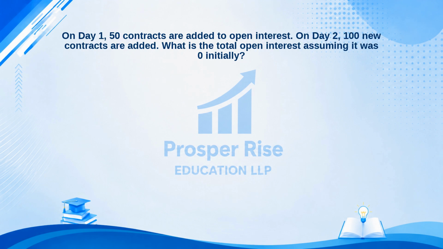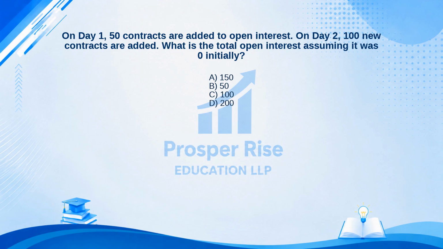On day 1, 50 contracts are added to open interest. On day 2, 100 new contracts are added. What is the total open interest, assuming it was 0 initially? Here are your options. A. 150. B. 50. C. 100. Or D. 200. Take a moment to pause the video and decide.